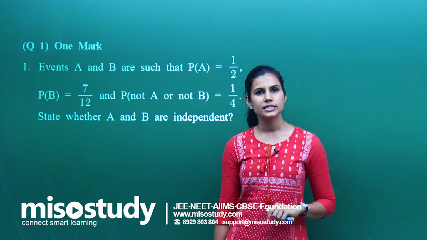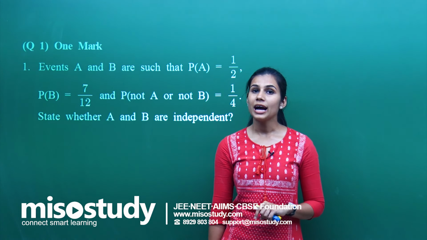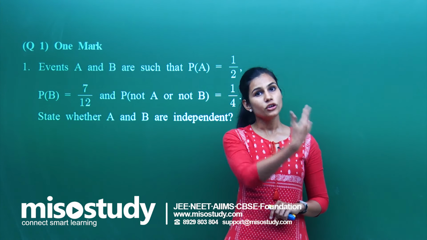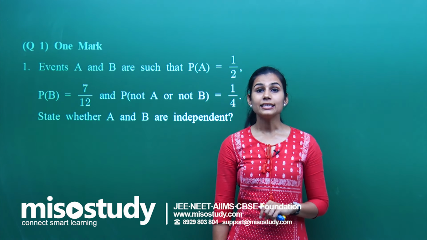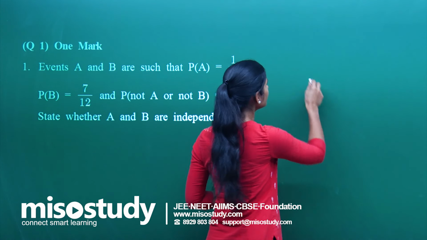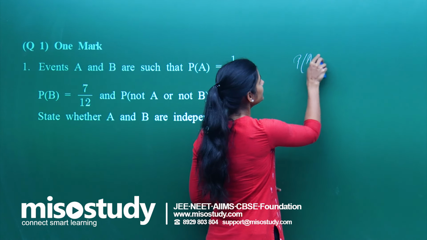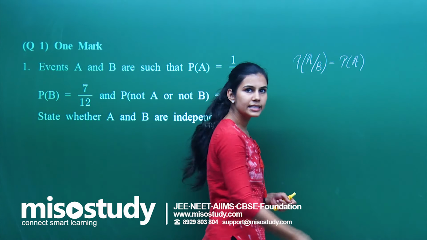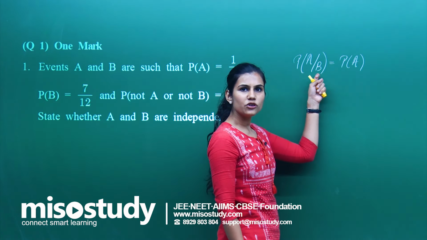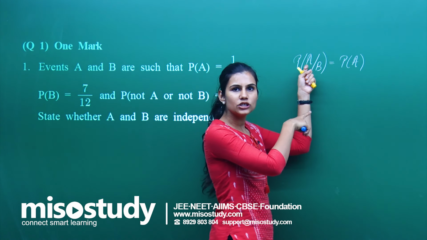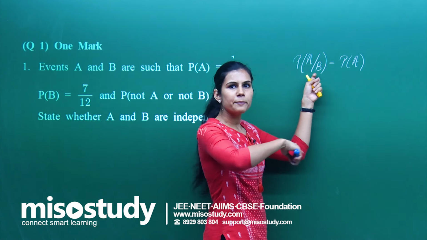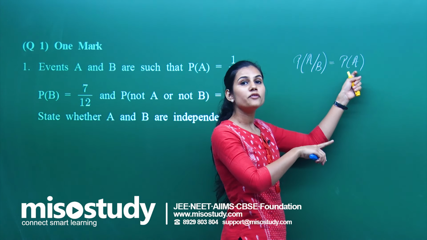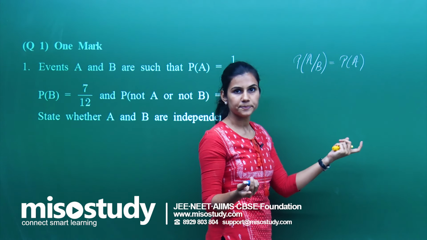When do you say 2 events are independent? When the occurrence or happening of one event does not affect the probability of occurrence or non-occurrence of the other event. In that situation, suppose A and B are 2 events, the probability of A when B has already happened is going to be equal to the probability of A itself, because happening or not happening of B is absolutely not affecting the probability of happening of A. So whether B has happened or not happened, the probability of A remains the same.